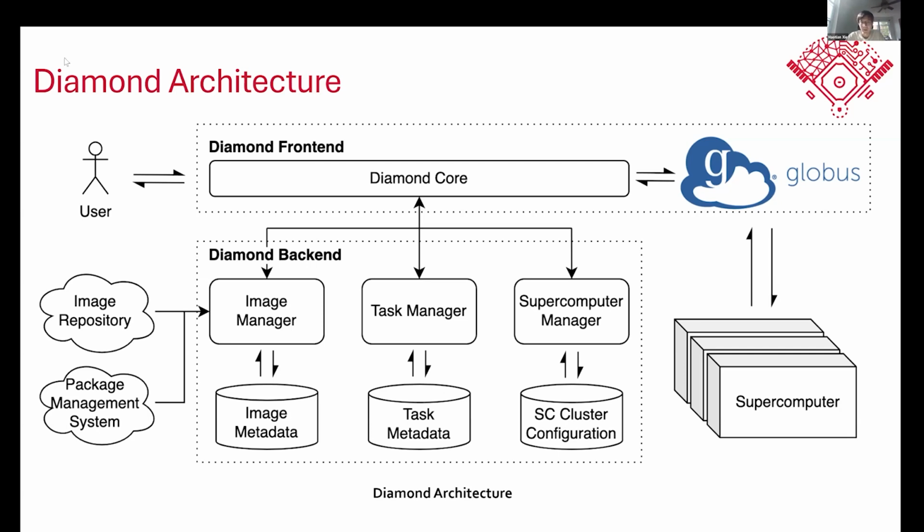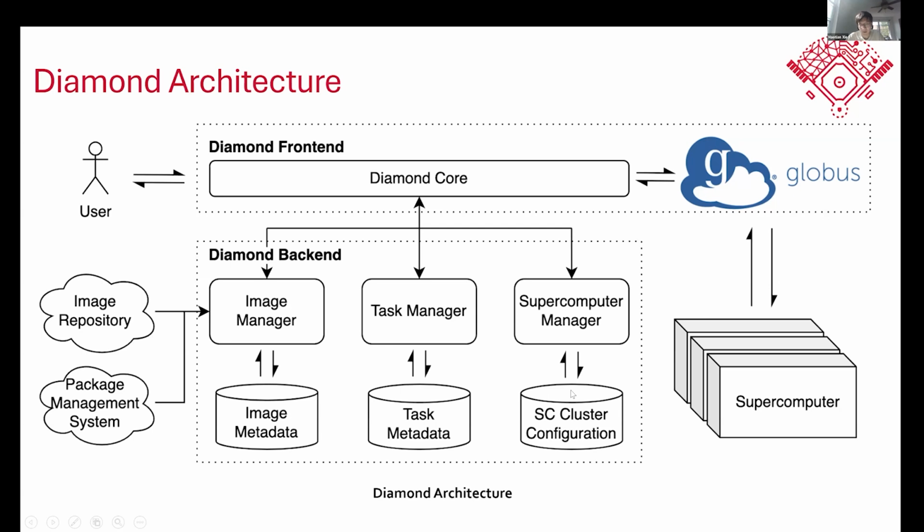And then we will submit them to Globus Compute. Via Globus Compute and Globus data transfer, we can pass all this data to the supercomputer and feed the result back to the users. And in our backend, we have an image manager, a task manager, and a supercomputer manager, which allow users to store the metadata and determine the image and the task.